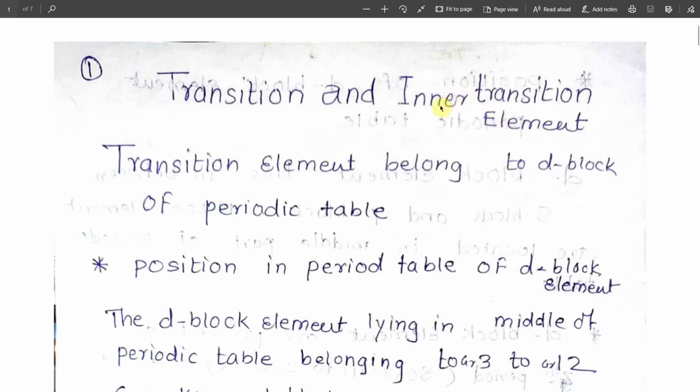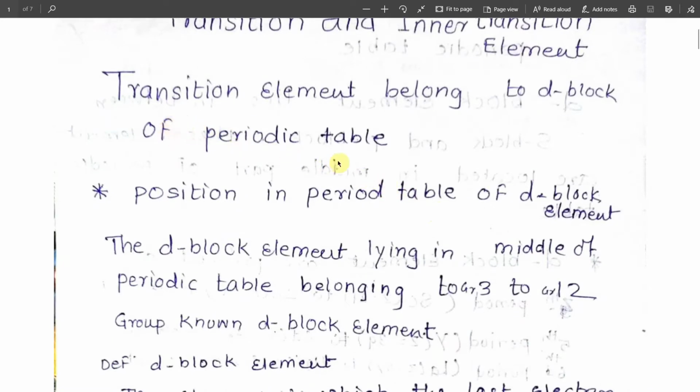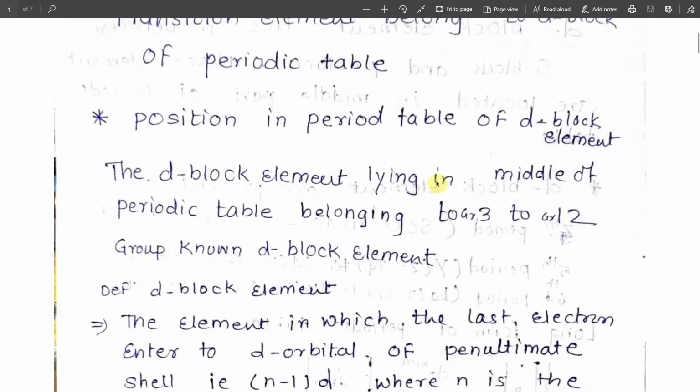So what is a transition element? Transition elements are also called D block elements, and inner transition elements are called F block elements. They are located at the bottom of the long form periodic table. So transition elements belong to the D block of the periodic table.